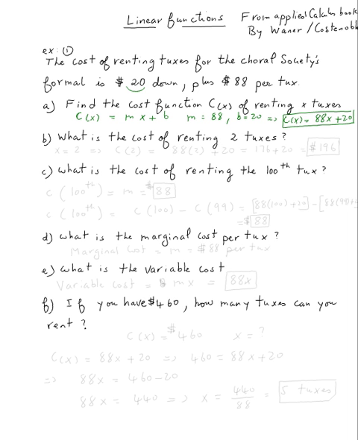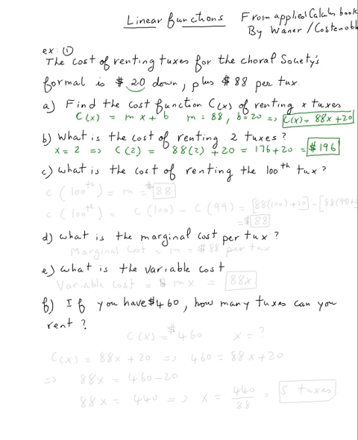For question B, what is the cost of renting 2 tuxedos? Alright, so if you got 2 tuxedos, that means x is equal to 2, and we're trying to find the y value, which is C. So in other words, we're trying to find C of 2. So how do we find C of 2? Just plug in 2 for x. So this is 88 times 2 plus 20. 88 times 2 is 176 plus 20, which is $196. So this is the answer.